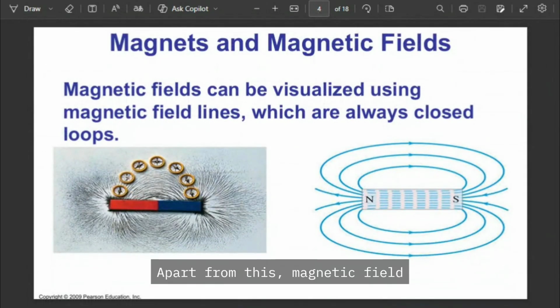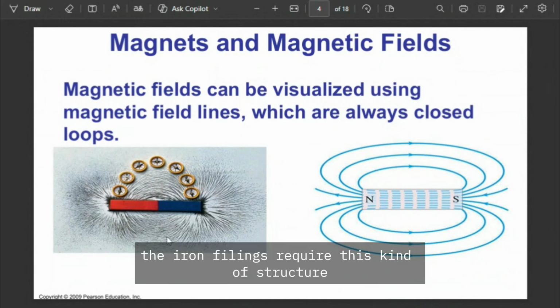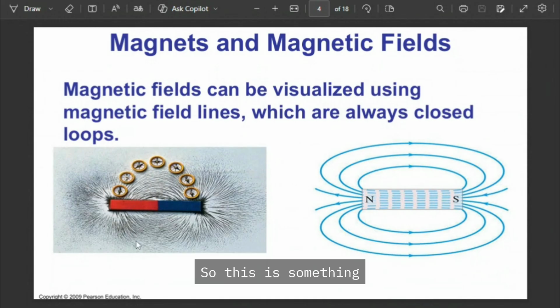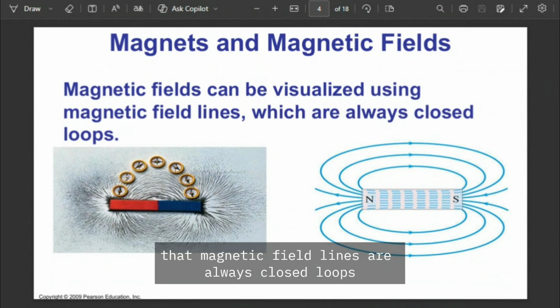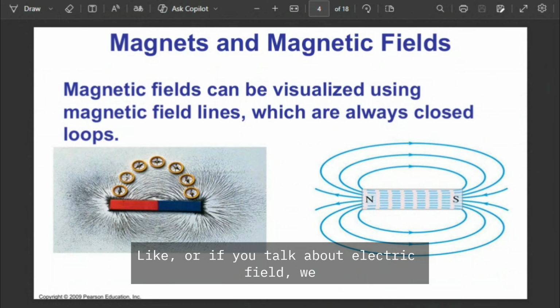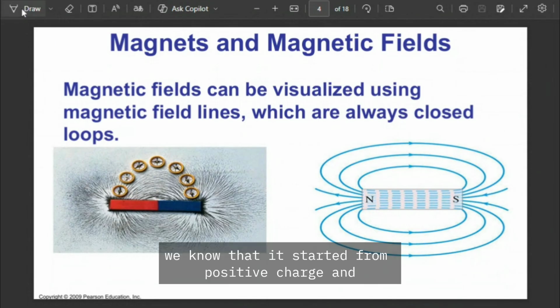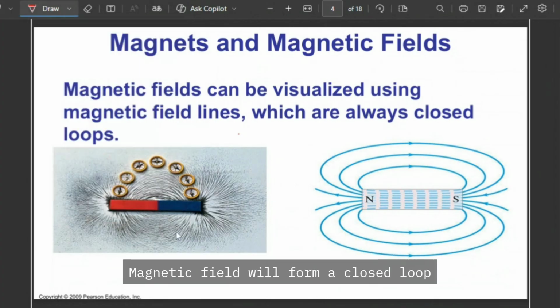Apart from this, the magnetic field is something which can be visualized using this simple diagram. If you just place iron filings near the bar magnet, the iron filings will acquire this kind of structure. This is something which we call magnetic field lines. The most important part here is that magnetic field lines are always closed loops. If you talk about the electric field, we know that it starts from a positive charge and terminates at a negative charge. But this is not the same with the magnetic field. The magnetic field will form a closed loop.